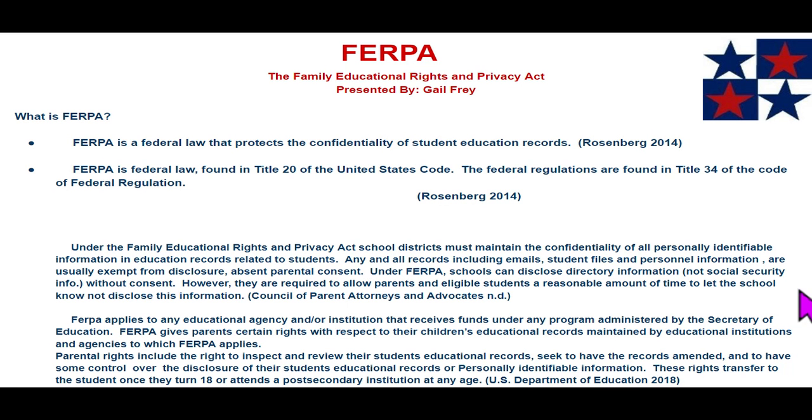FERPA applies to any educational agency and/or institution that receives funds under any program administered by the Secretary of Education. FERPA gives parents certain rights with respect to their children's educational records maintained by educational institutions and agencies to which FERPA applies. Parental rights include the right to inspect and review their students' educational records, seek to have the records amended, and to have some control over the disclosure of their students' educational records or personally identifiable information. These rights transfer to the student once they turn 18 or attend a post-secondary institution.